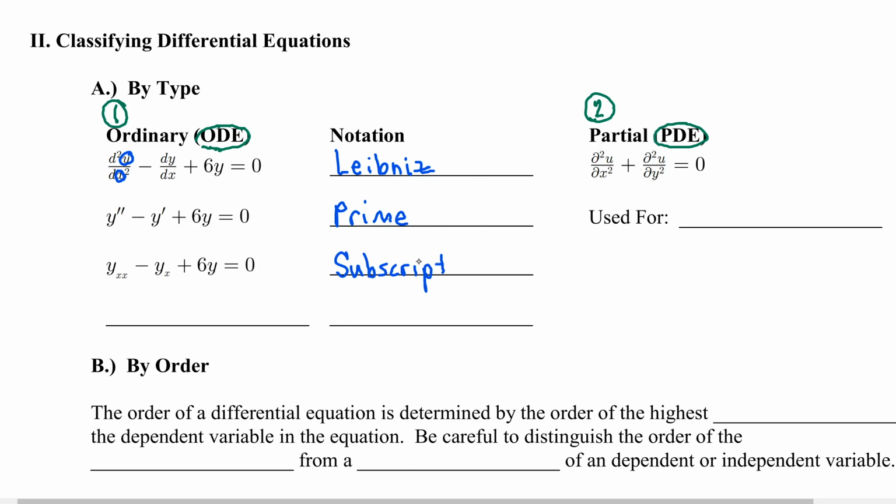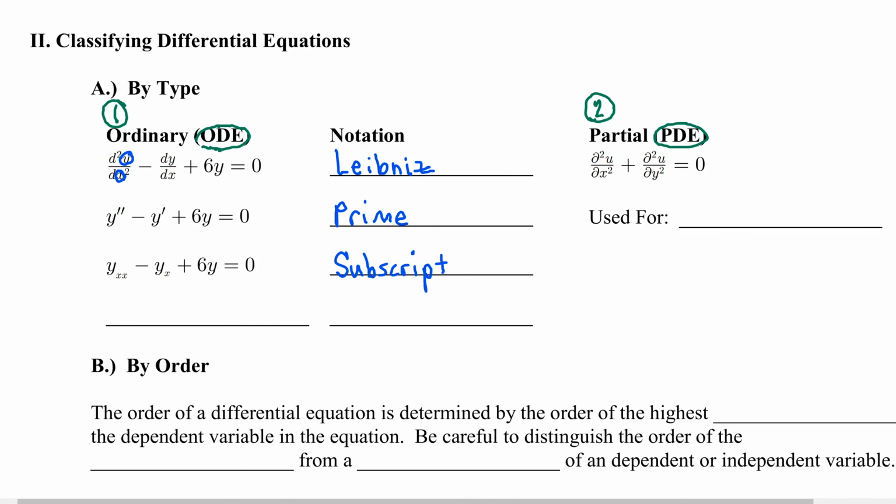With subscript notation, we can see both the dependent variable and the independent variable. Y is dependent, the subscripts there are the independent variables. So y sub xx represents the second derivative of y with respect to x, minus y sub x, that's the first derivative of y with respect to x.